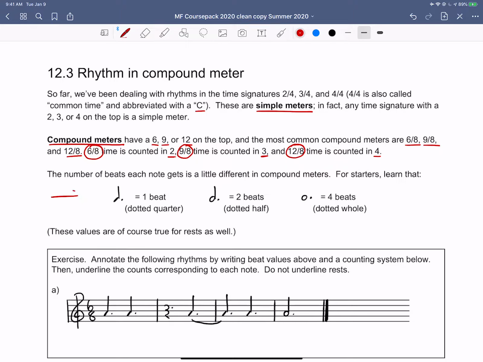Now, in compound meters, you also have to just accept some different values of normally occurring notes. The thing that is worth 1 beat in compound meter is not the quarter note, instead it's the dotted quarter note. The thing that is worth 2 beats in compound meter is not the half note, it's the dotted half note. And in compound meter, the thing that gets 4 beats is not the whole note, it is instead the dotted whole note. And these values, of course, are true for rests as well. So a dotted quarter rest would get 1 beat. In other words, it's kind of like simple meter, it's just that everything's got a dot after it, at least for the time being.